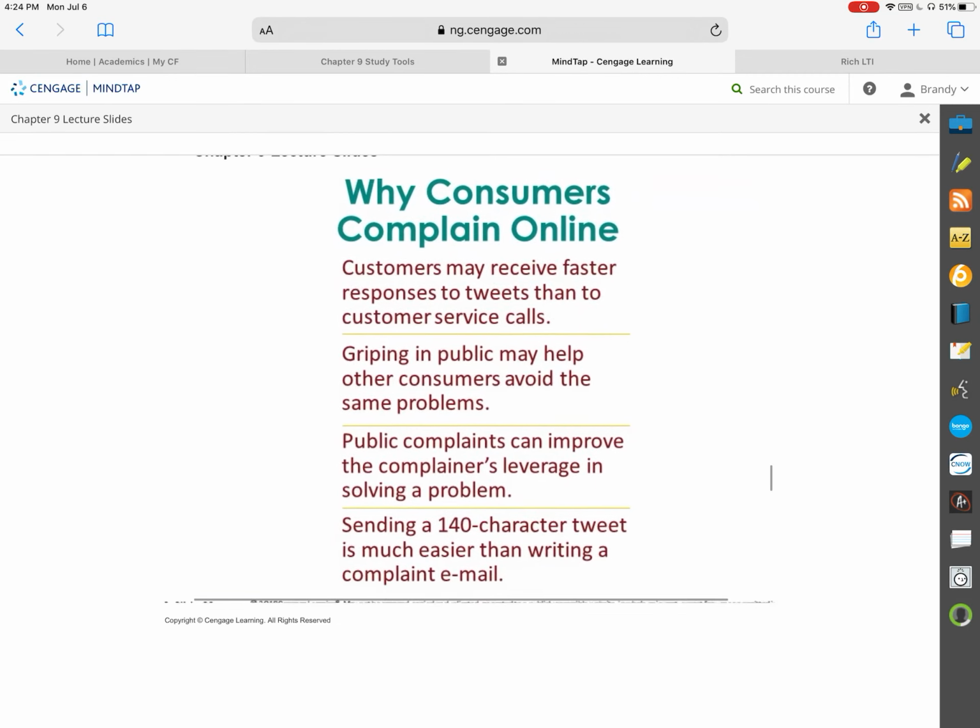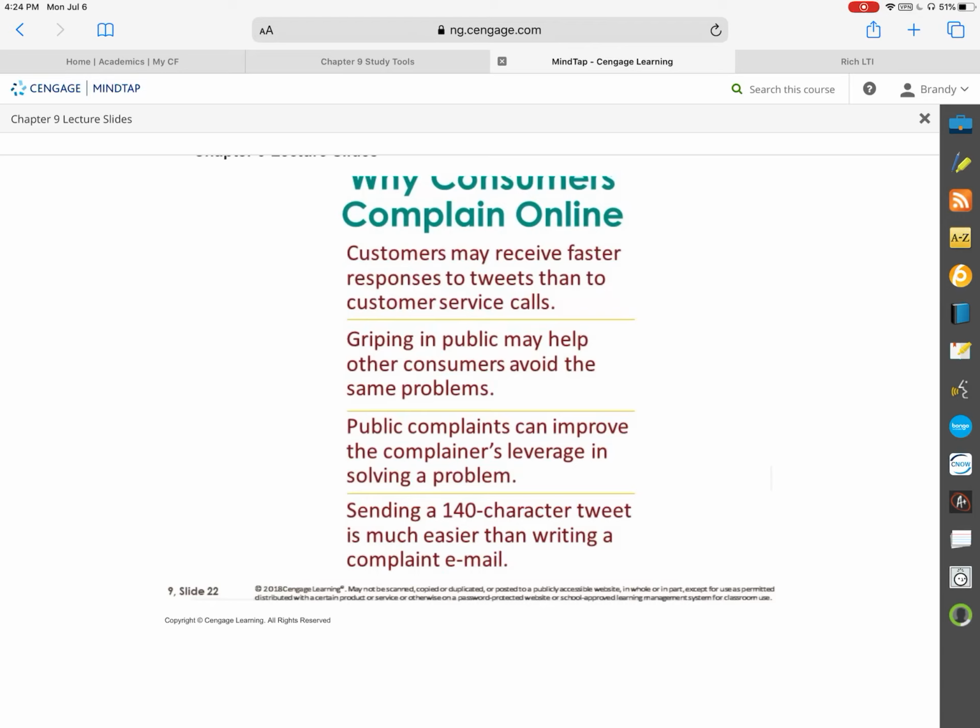Consumers are going to complain online, but it's not going away. We have to learn how to deal with it. We have to realize the power in social networking sites and an online presence. And so they complain online because they know it's probably going to get a faster response. And it typically does. They want to sometimes gripe in public, so to speak, because they feel like they can help other people avoid the situation they just found themselves in.